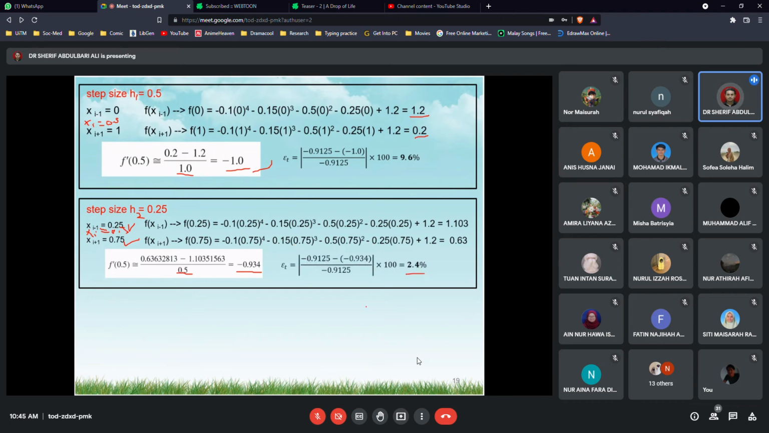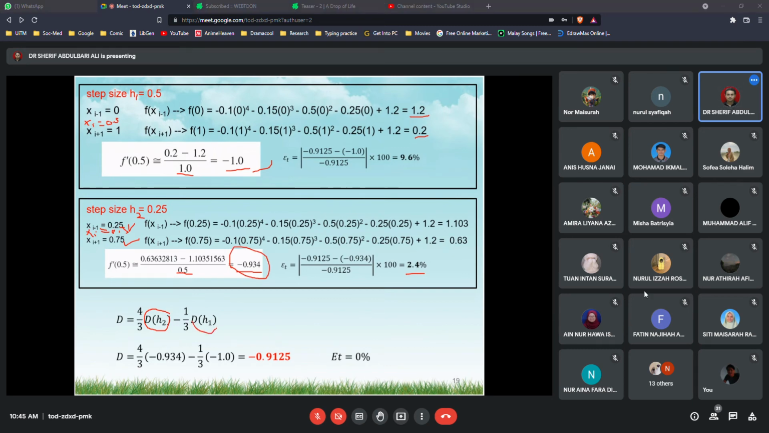So now let's apply the Richardson extrapolation method, since I have the values. This value here is what we get, and this term here, this answer here.